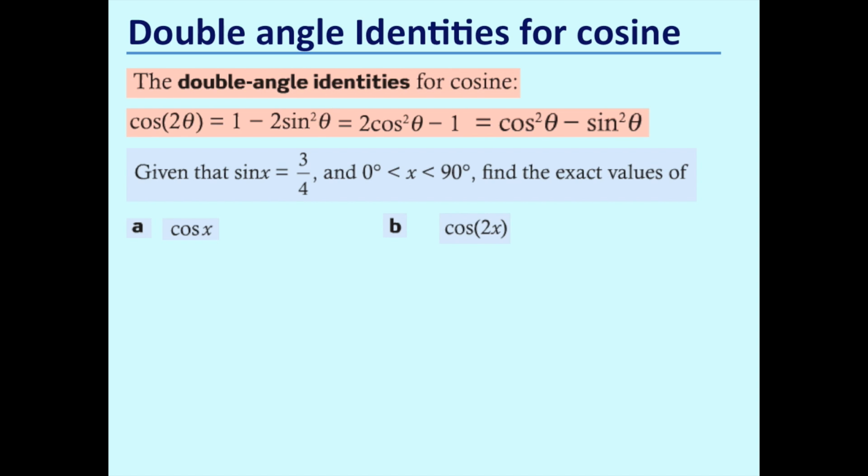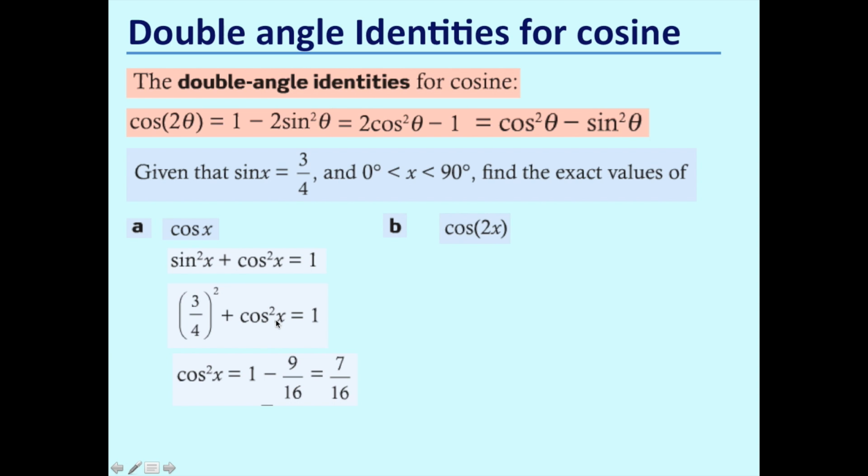So to find cos x, we've been provided sine x and told it's an acute angle. So how on earth can we find out what cos x is as an exact value without using our calculator? Well, for this, we need to remember this relationship. Sine squared x plus cos squared x equals 1. If we can remember that relationship, then all we're going to do is substitute in for sine x and square it and rearrange and solve for cos squared x. So cos squared x is going to equal 7 over 16. So therefore cos x as an exact value is root 7 over 4.